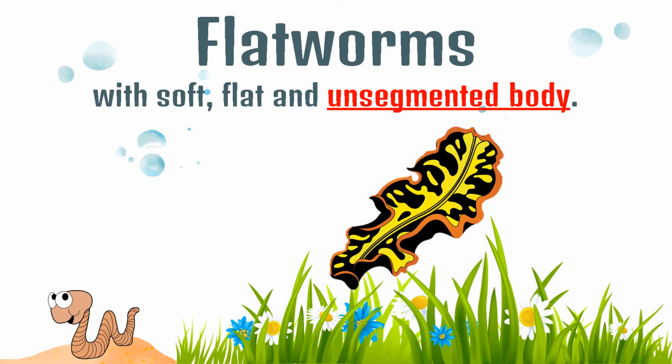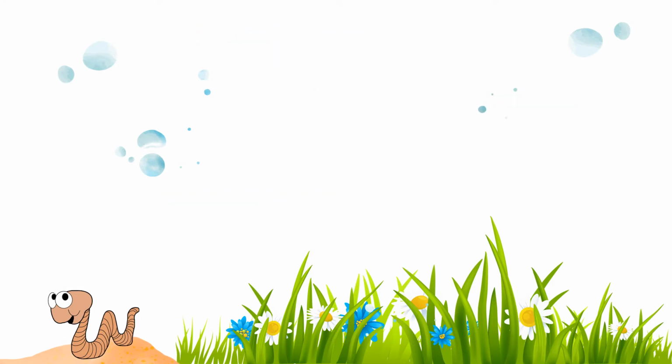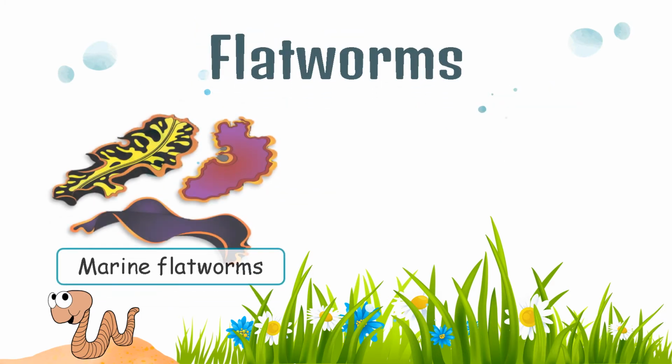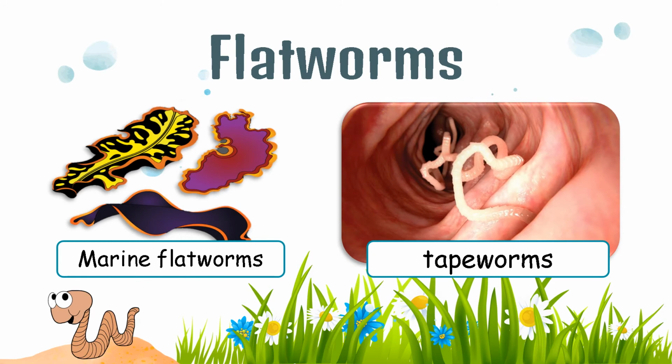Flatworms. Flatworms are worms with soft, flat, and unsegmented bodies. Some flatworms live in the water, like marine flatworms, and some flatworms live in the digestive tract of other animals to obtain food, such as tapeworms.